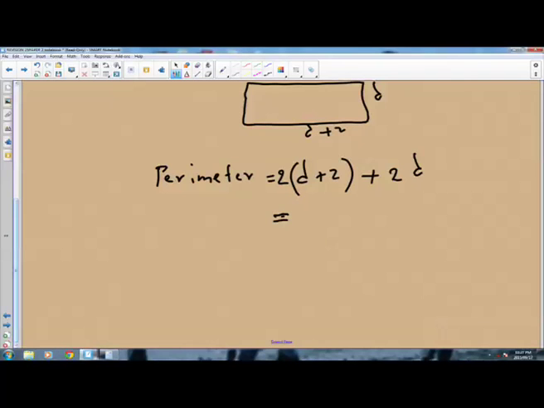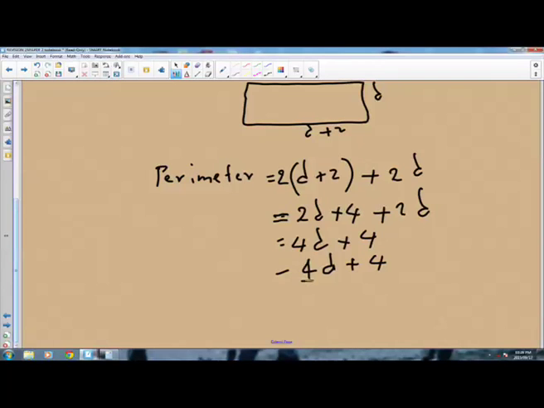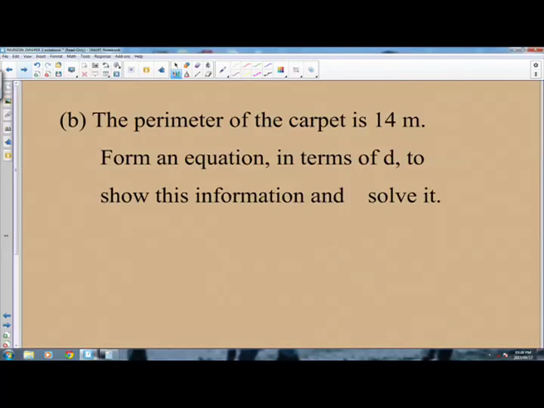So this will be 2 times d is 2d, 2 times 2 is plus 4, plus 2d. So this simply means the perimeter is 4d plus 4. This is the expression for the perimeter. It's 4d plus 4.